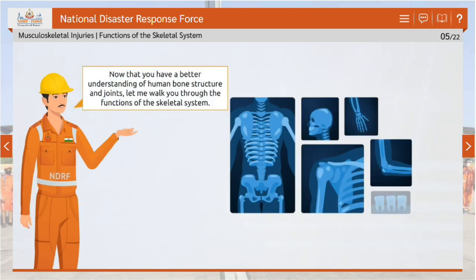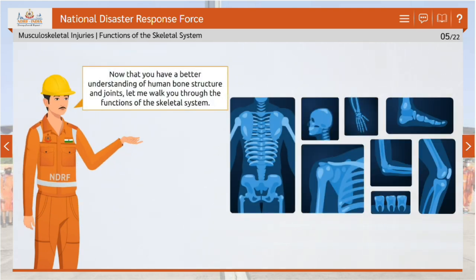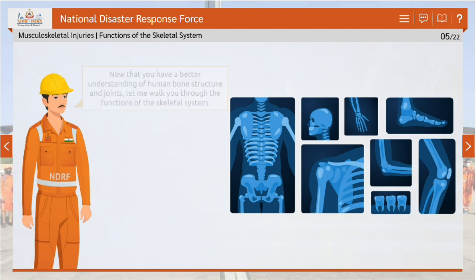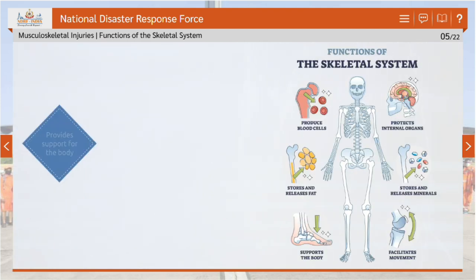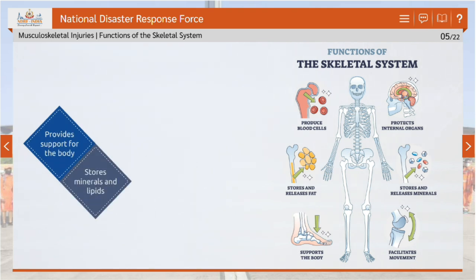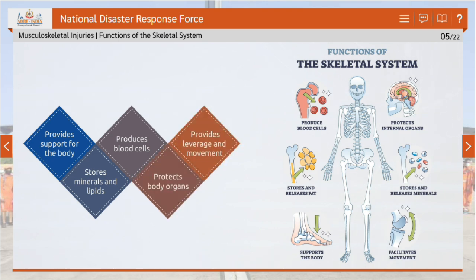Now that you have a better understanding of human bone structure and joints, let me walk you through the functions of the skeletal system. The skeletal system provides support for the body, stores minerals and lipids, produces blood cells, protects body organs, and provides leverage and movement.